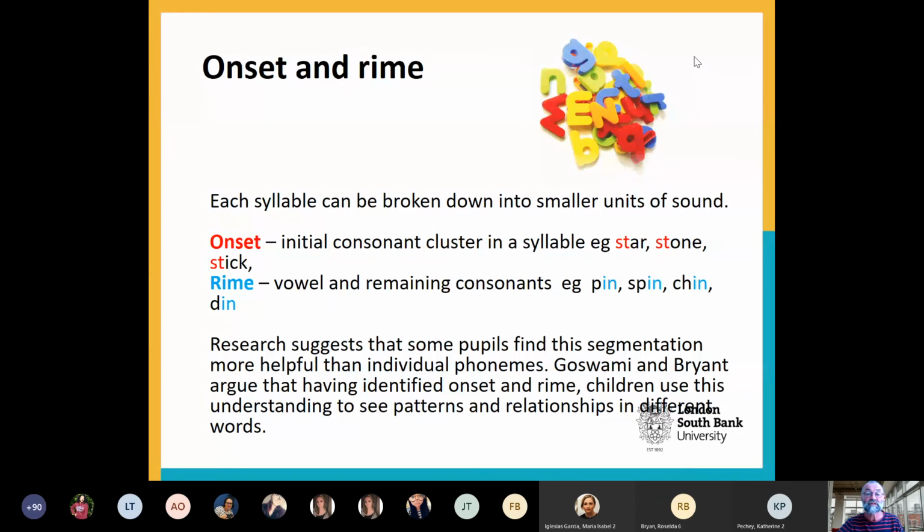Goswami and Bryant suggest that it's easier to start with onset and rhyme before you move on to more complex phonological awareness.